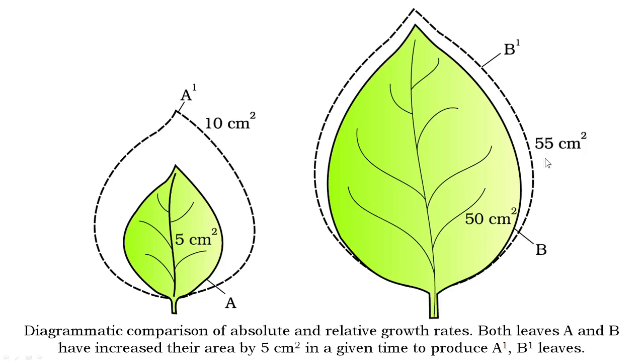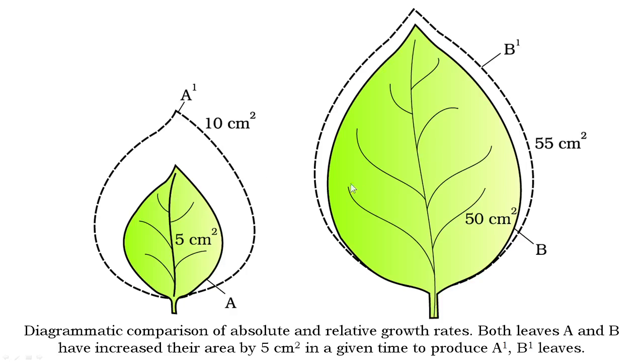So in this diagram you can see two leaves. One leaf is very small, about 5 centimeters square in area, whereas there is another, large leaf, about 50 centimeters square in area. Both grow by expansion: the small one to 10 centimeters square and the large one to 55 centimeters square. That means both of them have grown about 5 centimeters square.